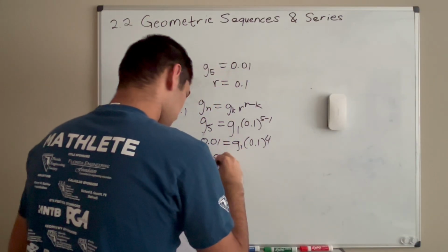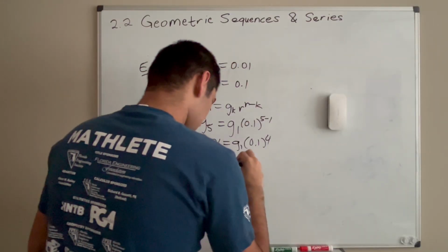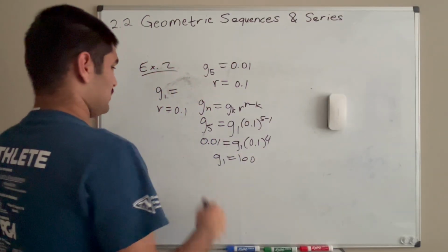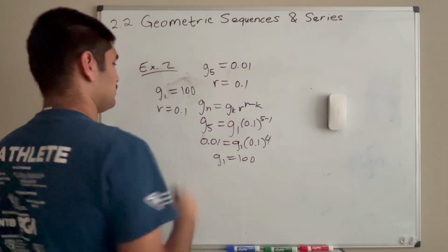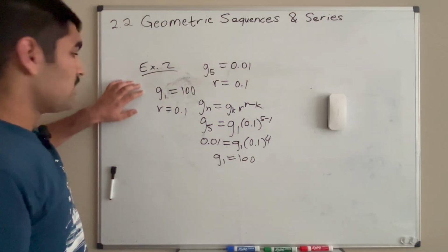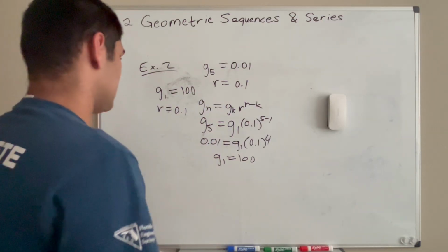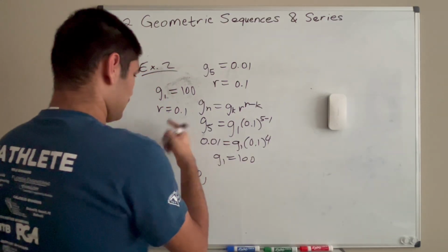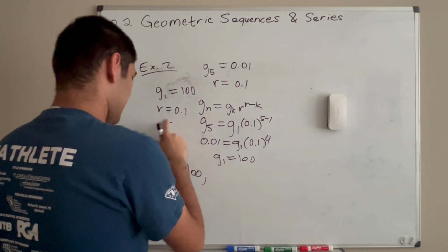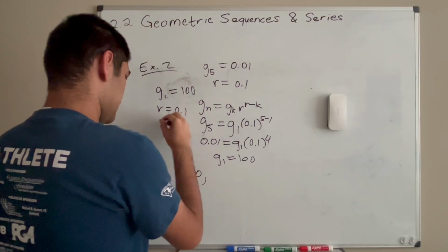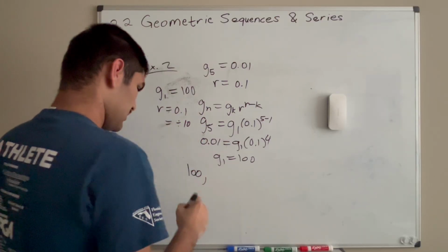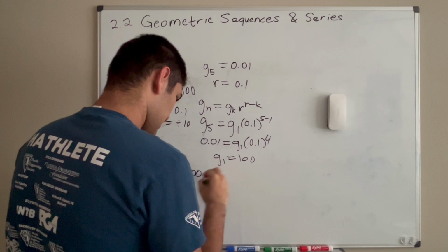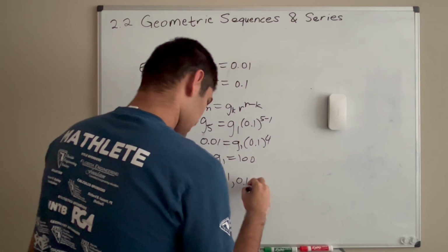So in solving for g1, you get 100. So we know that g1 is equal to 100. Now that we have the first term and the common ratio, we can construct this sequence, right? Because we start at 100, and then each time we're multiplying by 0.1, which is essentially the same thing as dividing by 10. So if we divide by 10, we get 10, then 1, then 0.1, and so on.